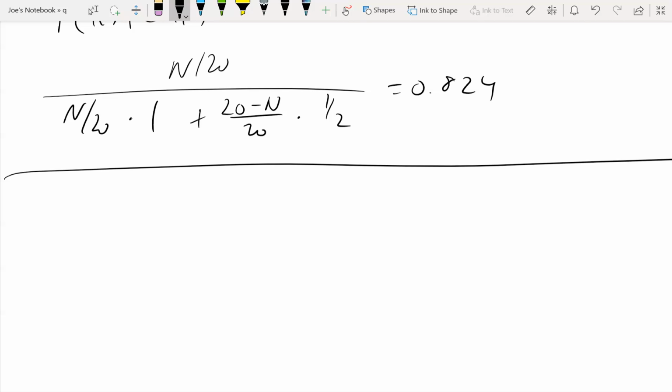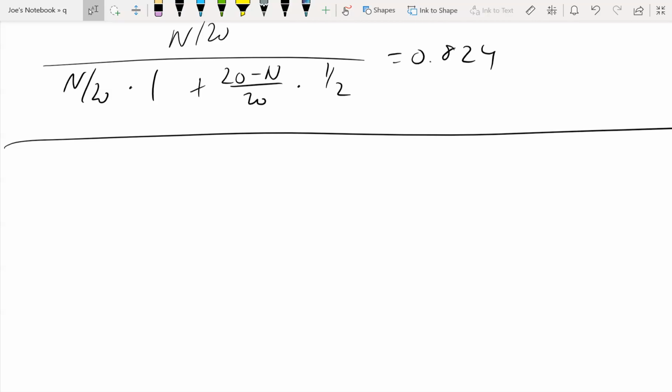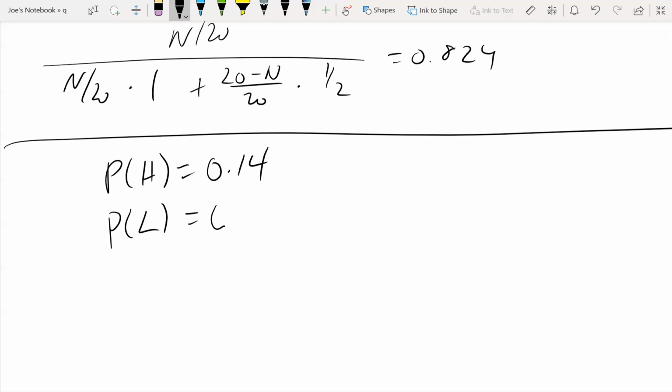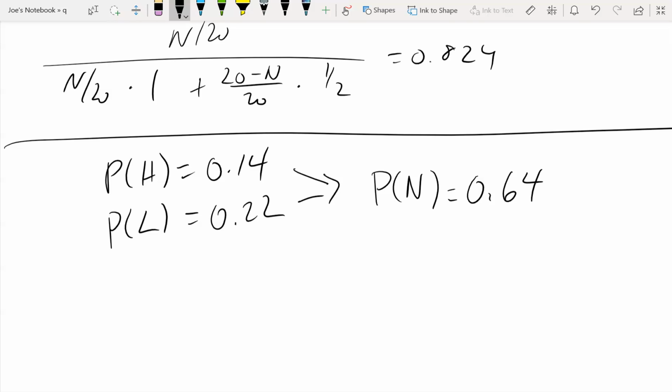All right, what pieces of information do you know? 14% have high blood pressure. Okay, so the probability of high blood pressure is 0.14. Probability of low blood pressure is 0.22. These two together tell us what the probability of normal blood pressure is, don't they? 0.64? Okay. Good. Because I know that a person has to have high blood pressure, low blood pressure, or normal blood pressure.